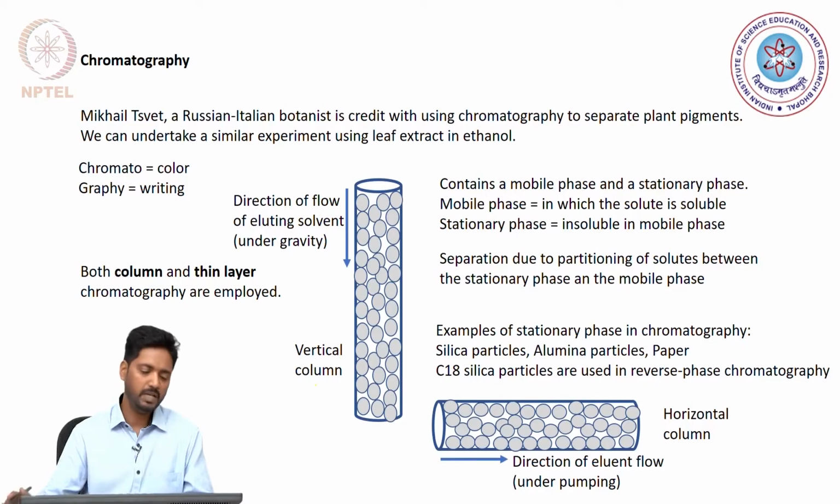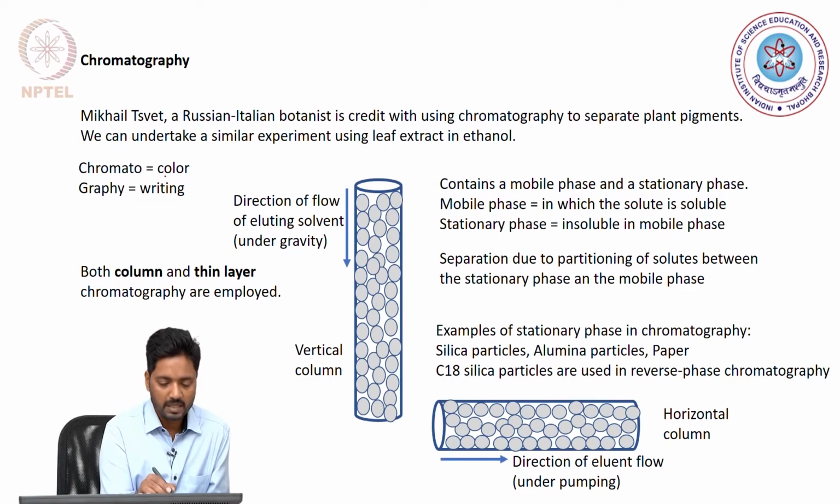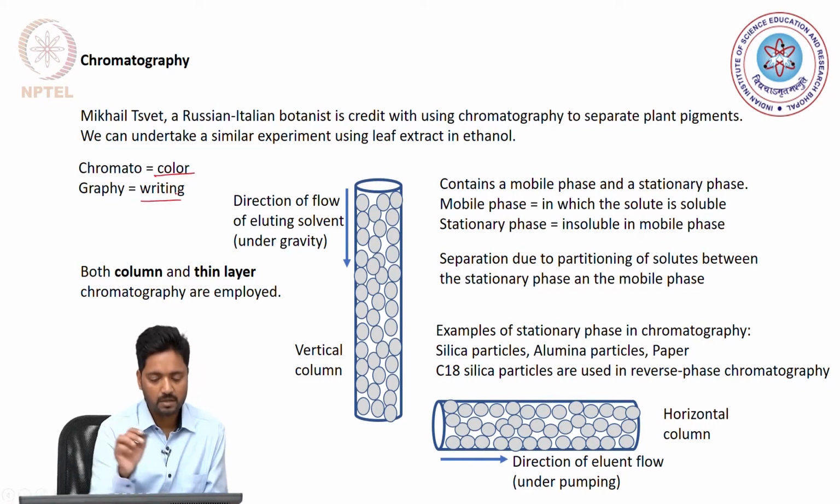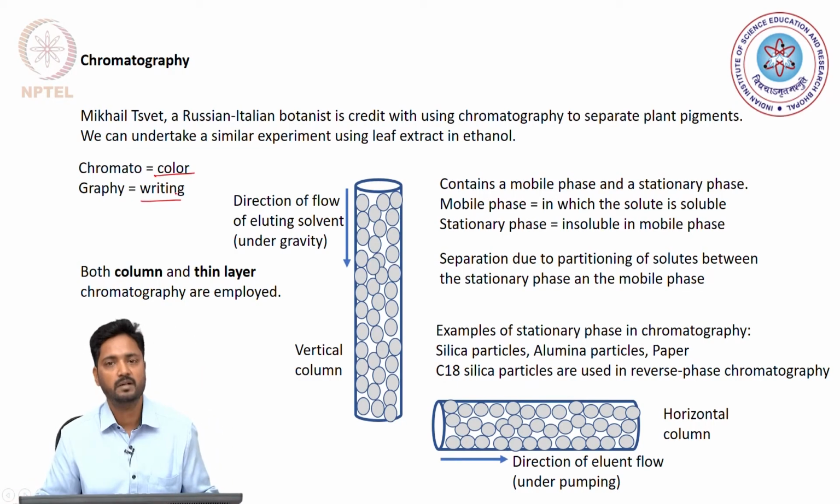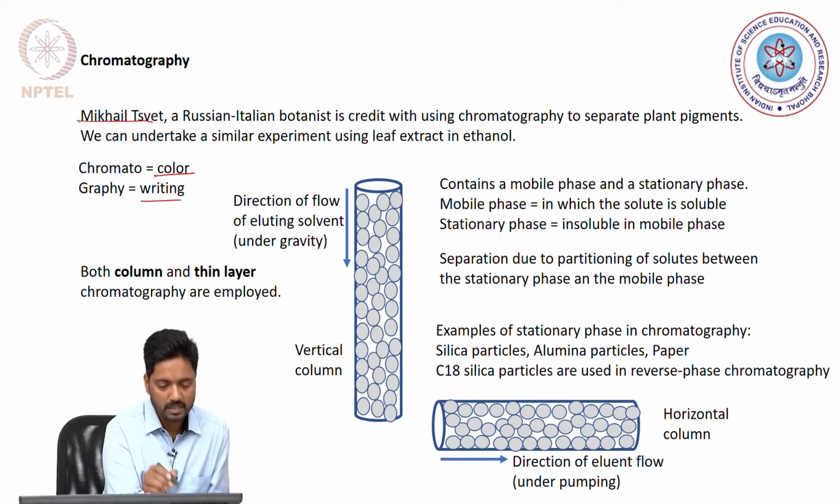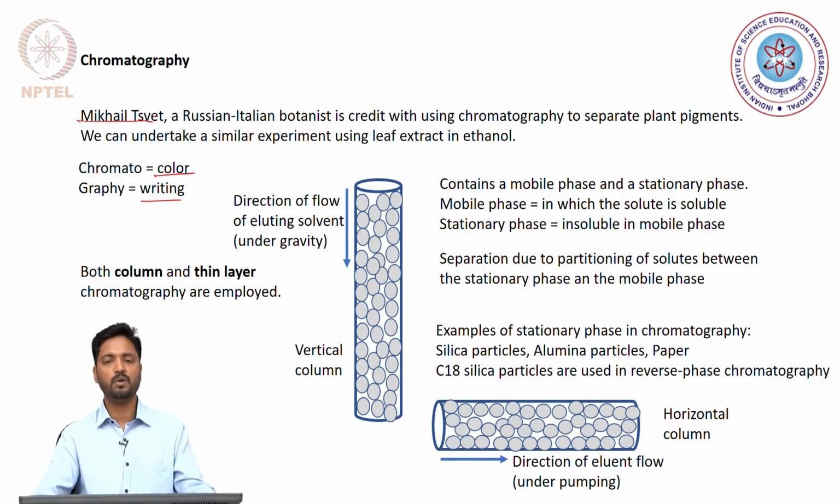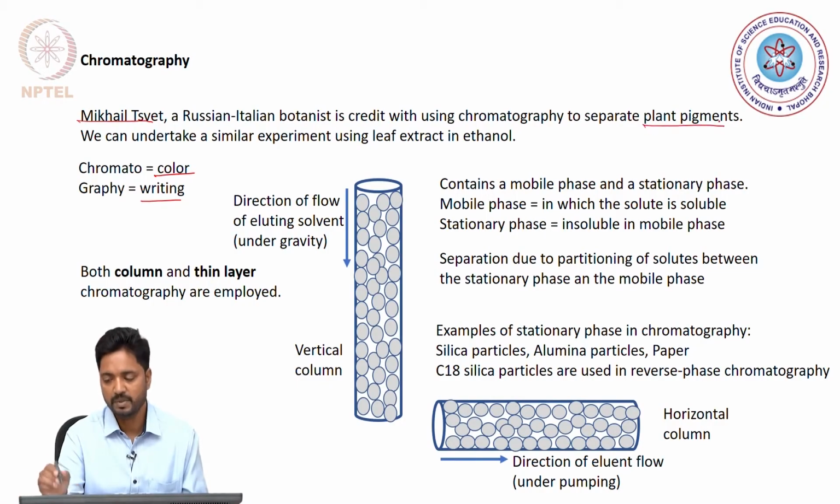So, chromatography, as the term indicates, literally means chromato, which is color, and graphy, which is writing. So, it is some sort of mark or writing that occurs when analytes are separated, especially analytes which are colored. And Mikhail Svet is a Russian-Italian botanist who is credited with having used chromatographic techniques to separate plant pigments.